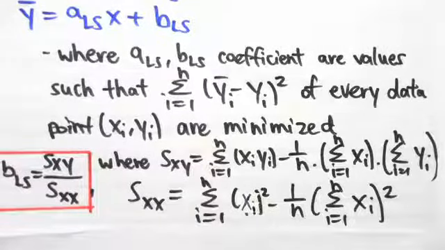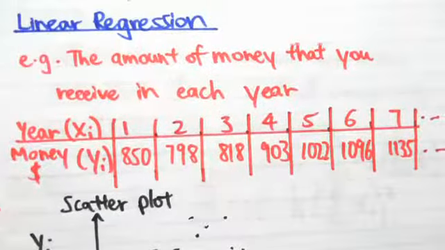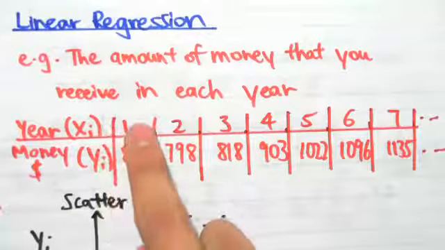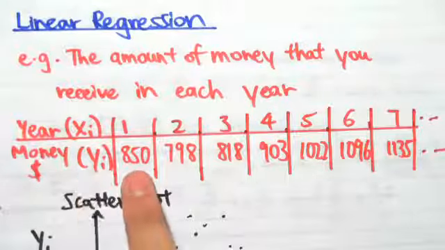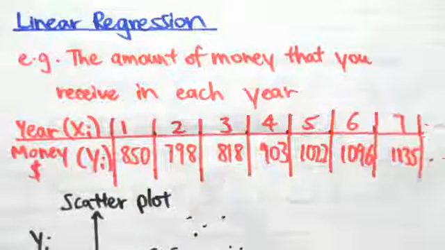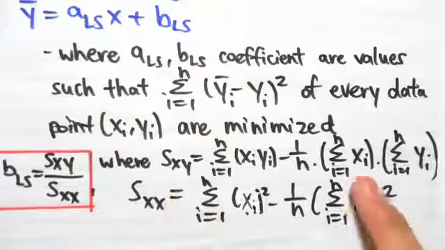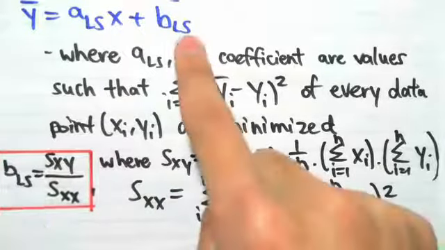Normally we're given a set of data. Back to our example of the money you receive each year, we're given a set of data with xi being 1, 2, 3, 4, and yi being 850, 798, and so on. When you're given this data, you can substitute it into these formulas and straight away get your coefficient b_LS.